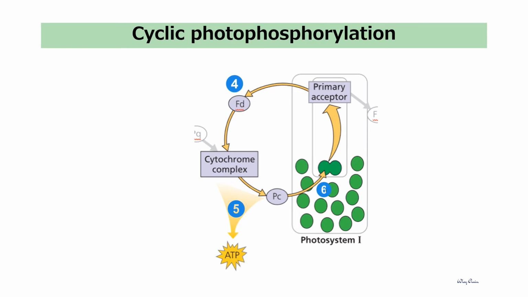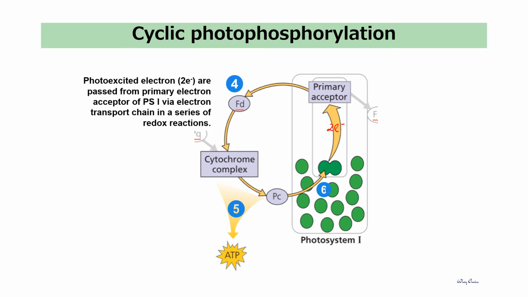The photoexcited electron released from the primary pigment of PS1 will be accepted by the primary electron acceptor. When the primary electron acceptor is reduced, it will pass the electrons to the first component of the ETC, which is ferredoxin. So a redox reaction occurs, and the electron will pass to the next component, the cytochrome complex, and the last is plastocyanin. The energy level decreases from ferredoxin to plastocyanin.